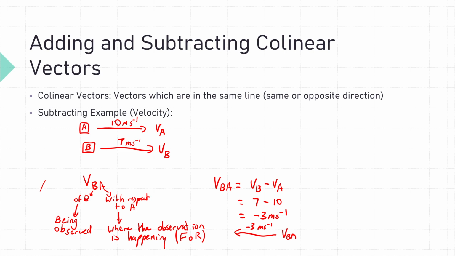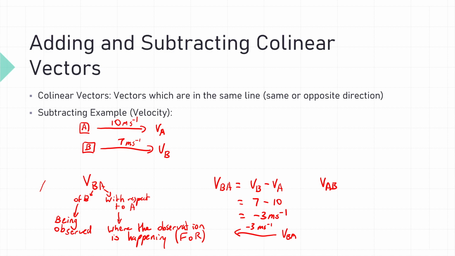On the flip side, we can also find VAB, which is the velocity of A with respect to B. In other words, you're on object B, or standing on object B, or driving object B, or whatever it is. You're observing from B as it's moving at 7 meters per second, and watching A next to you as it moves at 10 meters per second. So this object is moving faster, meaning that it should be pulling in front of us, meaning that the vector that we calculate in a second should be positive and in the opposite direction of VBA.